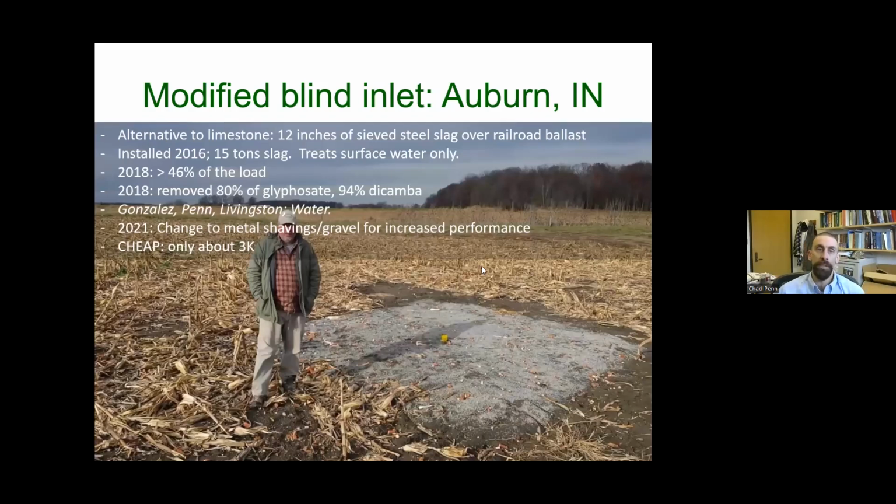So the first one we did on that, we replaced our regular local limestone gravel with a steel slag, and it worked very well. It's only treating surface water, of course, but by 2018, it removed 46% of the dissolved P load. It also removed some glyphosate and some dicamba, other things as well. Last summer, we replaced this steel slag media with a metal shavings gravel mixture for increased performance. These are cheap. We were building them before for like $1,500. This last one cost us about $3,000.